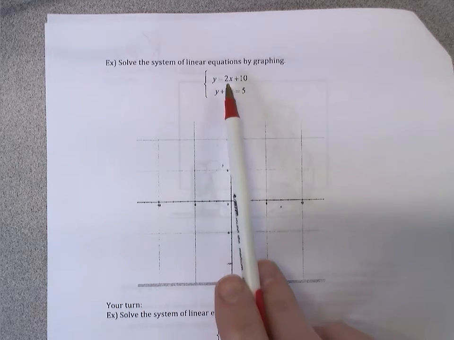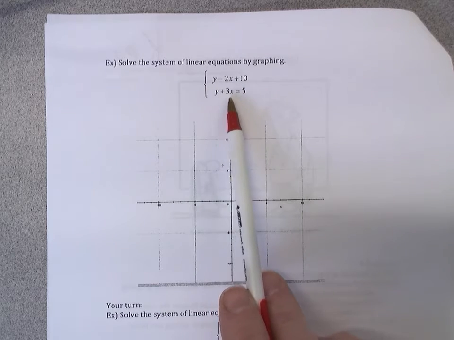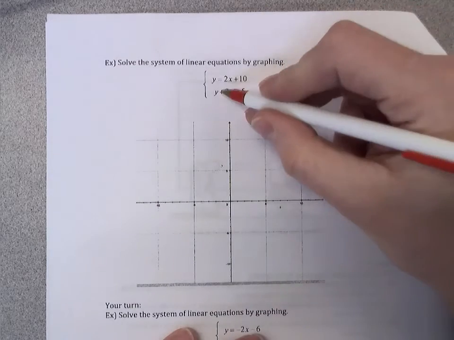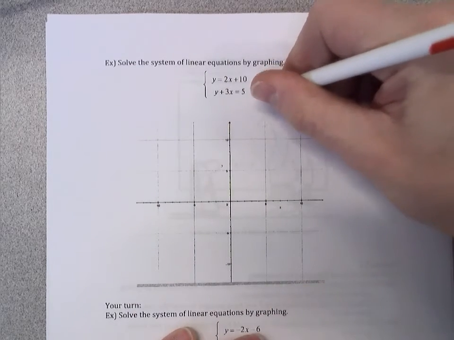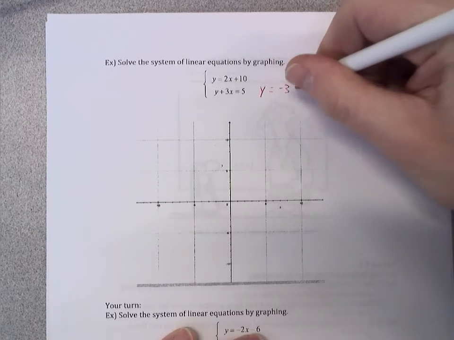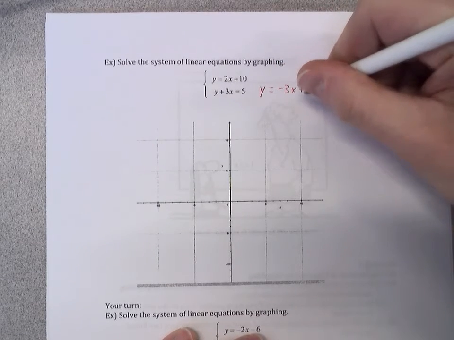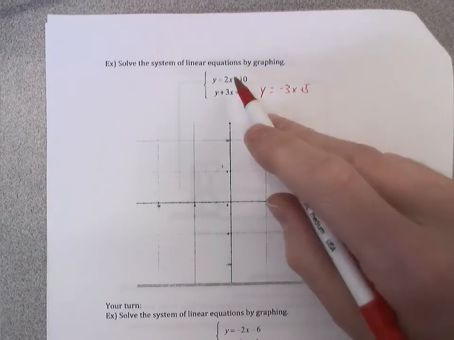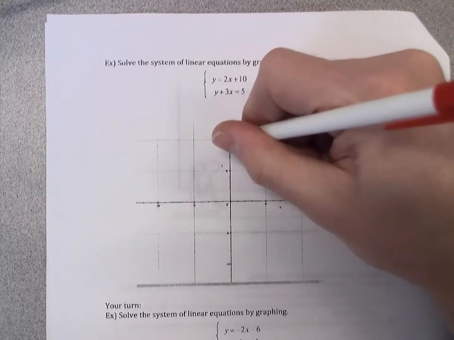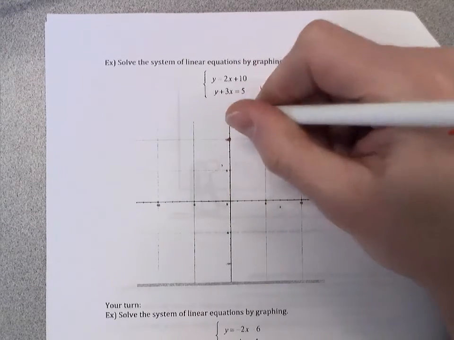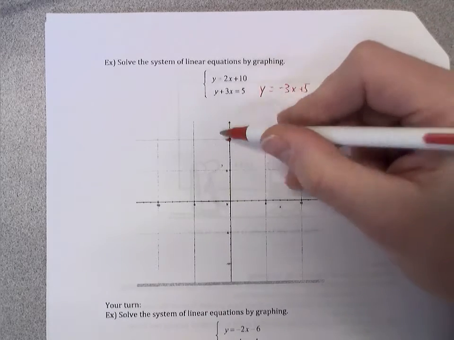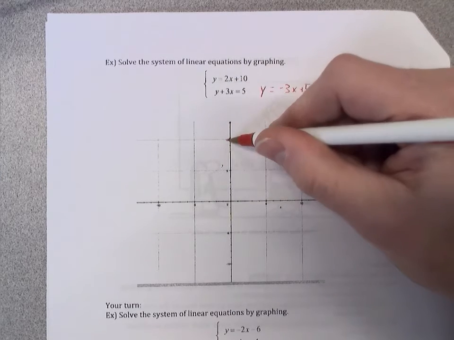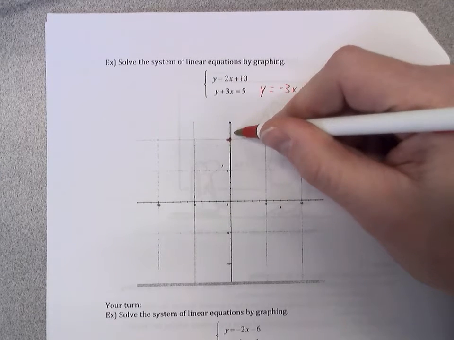We're going to graph y equals 2x plus 10 and y plus 3x equals 5. One thing that'll be helpful is if we rearrange this into slope-intercept form, y equals negative 3x plus 5, and now we can graph both of these equations. For the first equation, the y-intercept is 10, so we can put a dot here at 10. And we can see that the slope is 2, so every time we go over 1, we're going to go up 2.